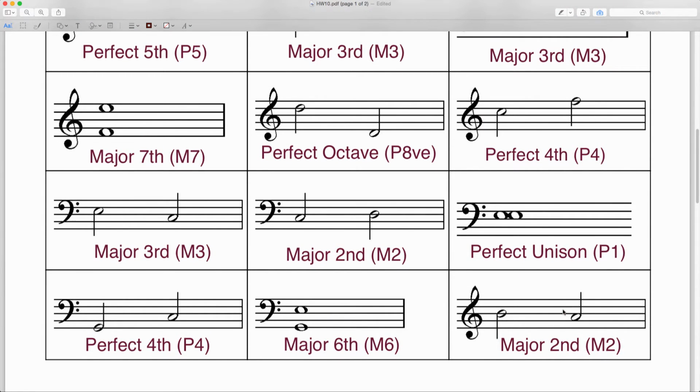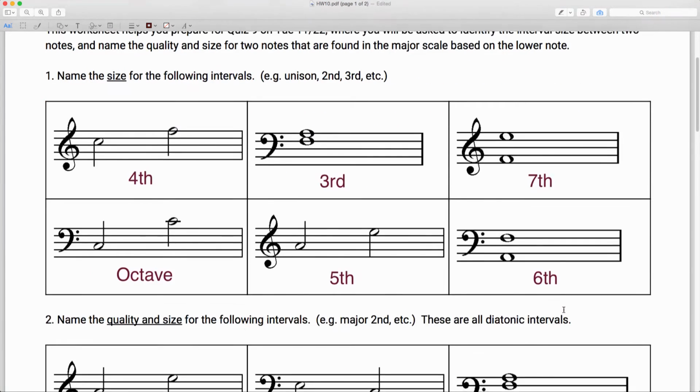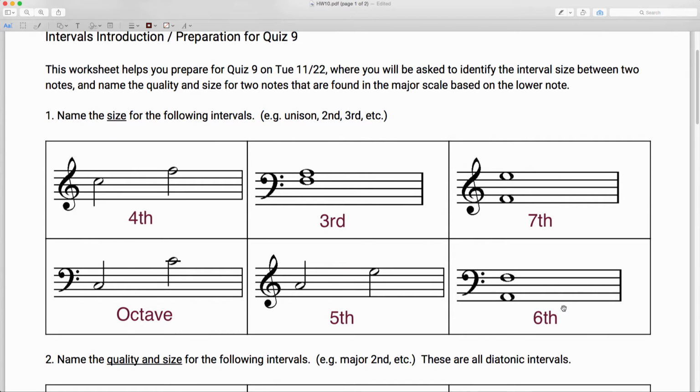Again, the format for the quiz next Tuesday will be very similar to this. This is all I need you to do. This should be pretty straightforward. You're counting for the first part, the interval. The second part, you're naming the quality and size of the interval, and they're all going to be diatonic intervals. If you need to review this, please take a look at the video.